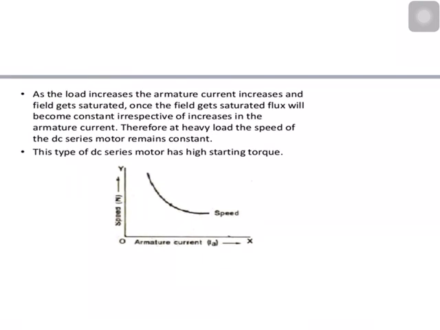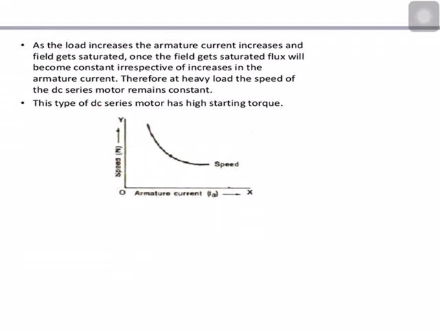We observe that as the load increases, the armature current increases and the field gets saturated. Once the field gets saturated, flux will become constant irrespective of increase in the armature current, so that at heavy load the speed of the DC series motor remains constant. So the DC series motor has high starting torque. The curve is like that only, a hyperbolic curve up to saturation.